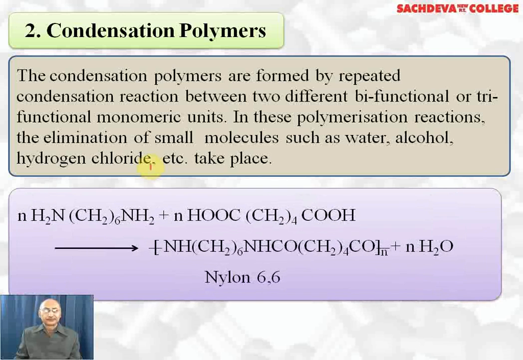This is the example of a condensation polymer where hexamethylene diamine is reacting with adipic acid and results in the formation of nylon 6,6, plus water molecules are eliminated. So nylon 6,6 is an example of a condensation polymer of hexamethylene diamine and adipic acid. It is also called polyamide fiber because there are a large number of amide linkages or peptide linkages.